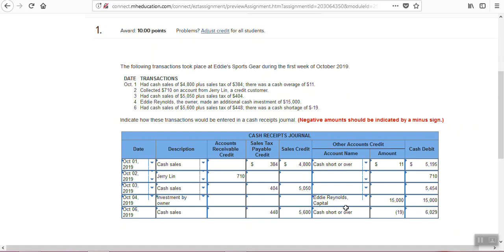Here's one that has an other account, and that's one of those odd circumstances where you received cash and it wasn't for a sale, it wasn't for somebody paying off a bill. This is actually for Eddie Reynolds making an investment into the company. So when you're using these two sets of columns, you're going to put the account name and then the amount here. All right, let's look at another one.